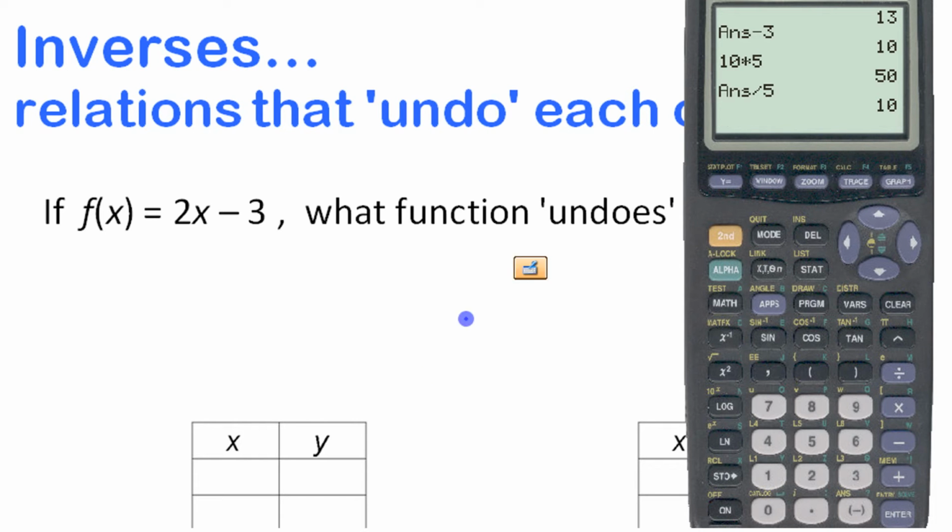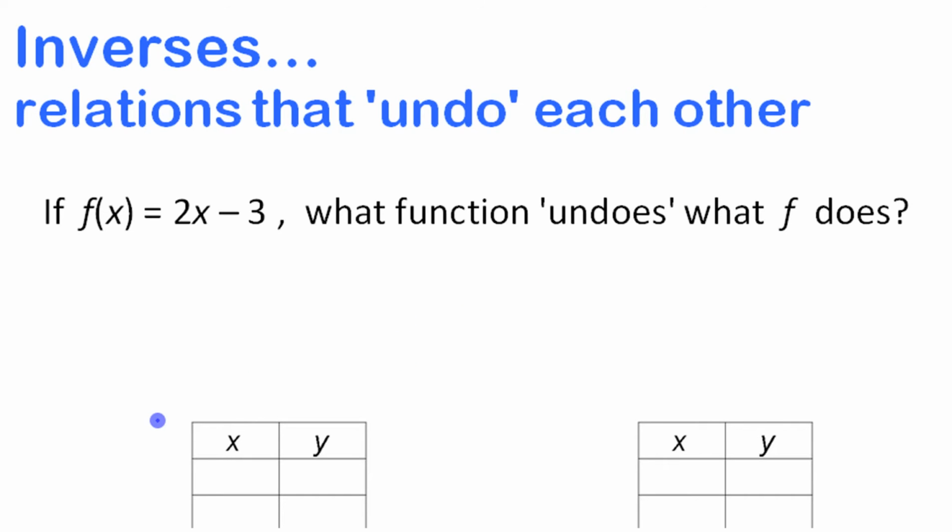We're going to talk about inverse functions, which may or may not involve more than one operation, more than one change to a number. This function right here, f of x, is 2x minus 3. There's a couple things done to x in this function. It says take a value, x, multiply it by 2, and then subtract 3.